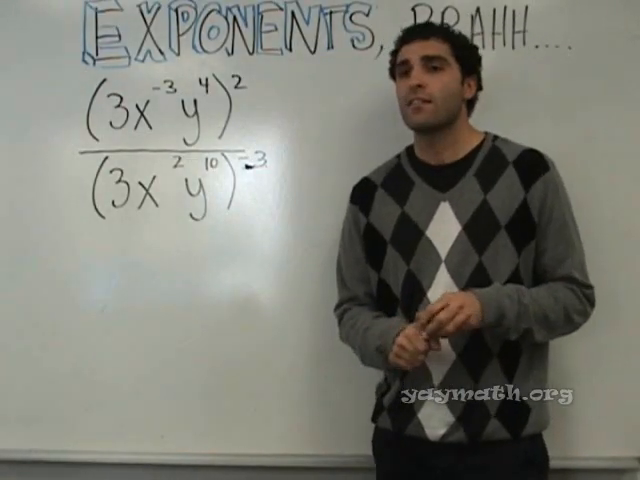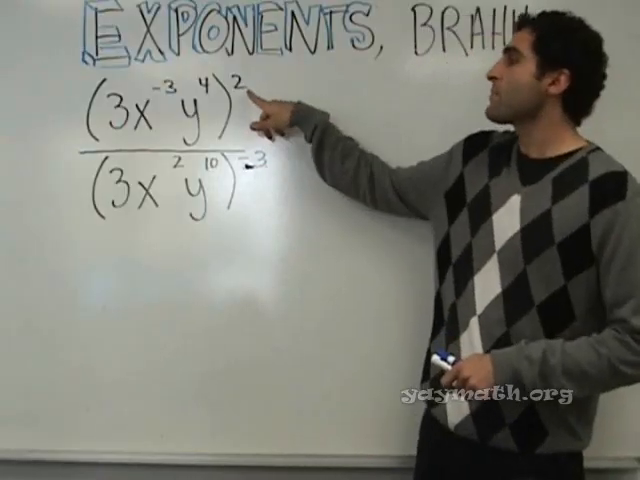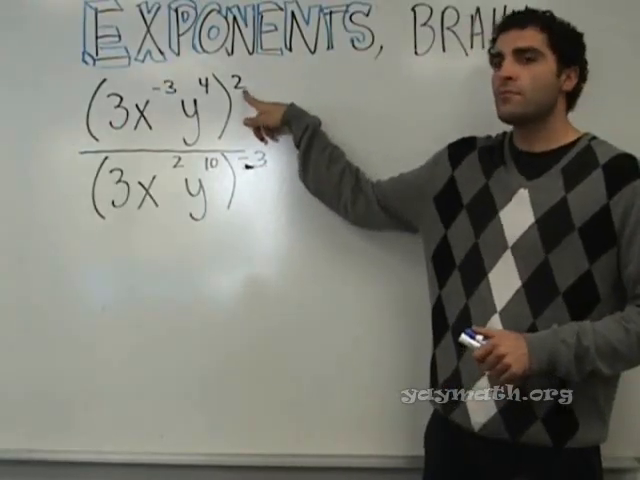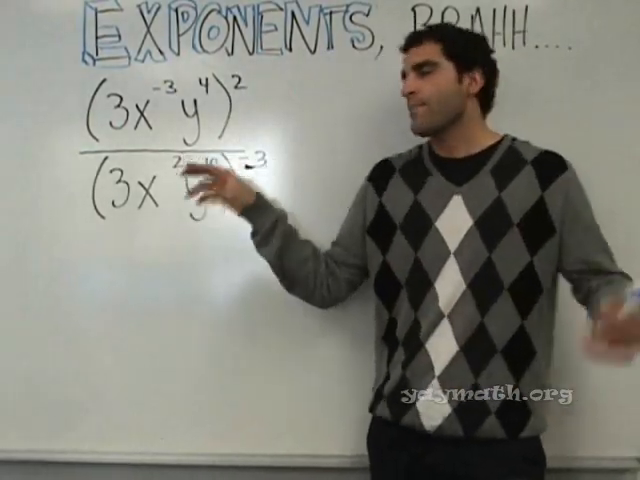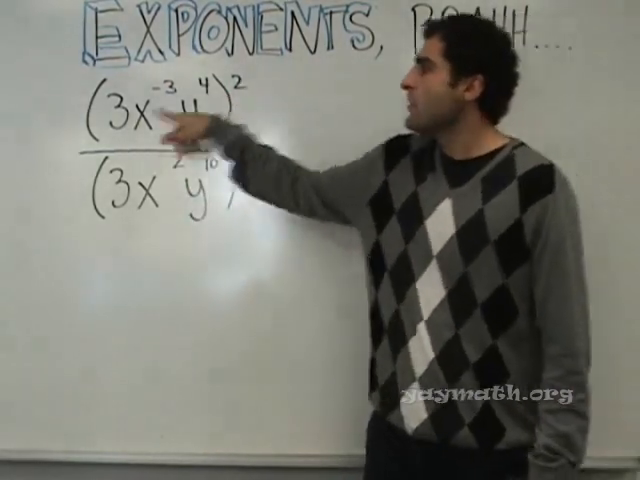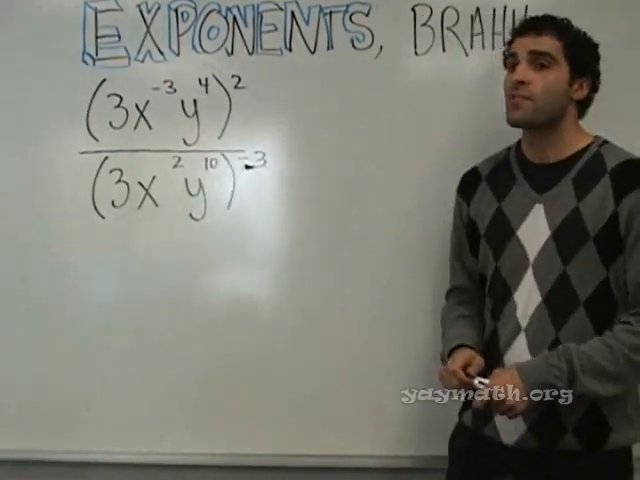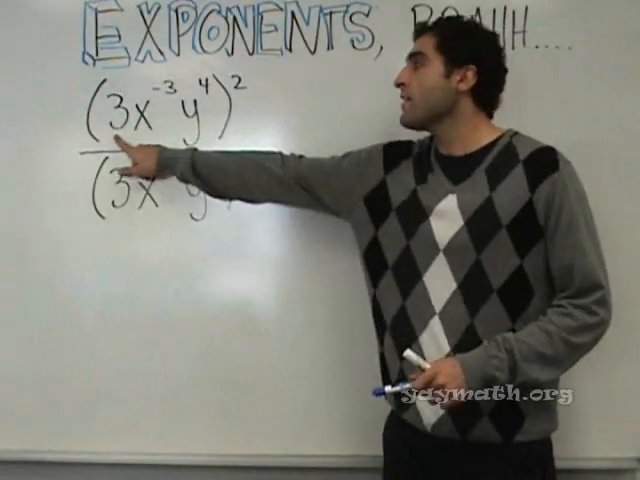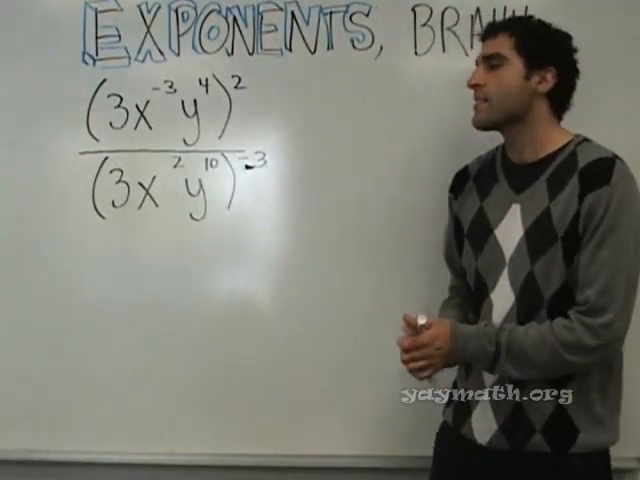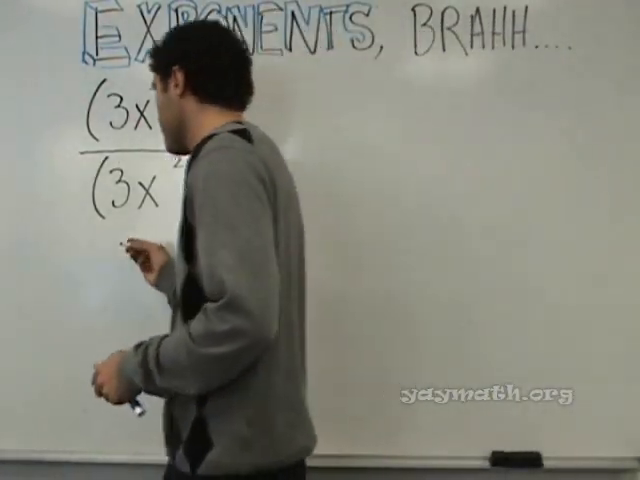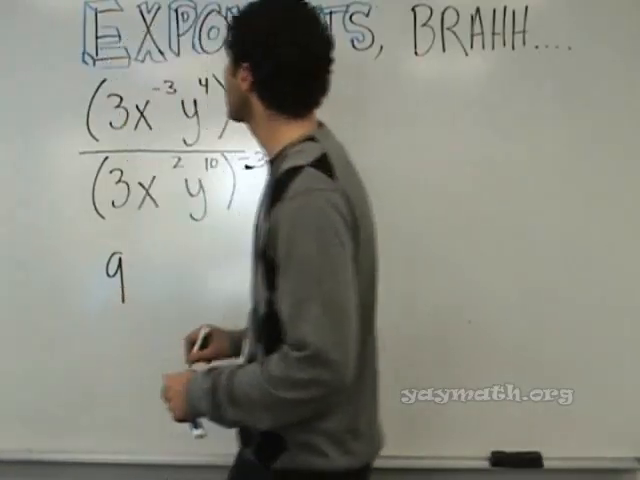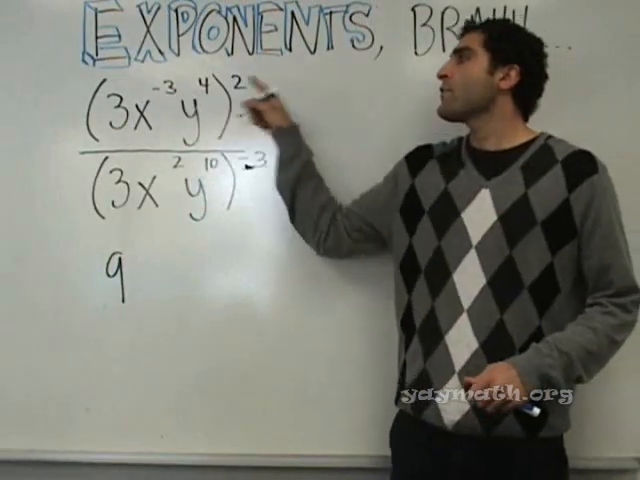First, distribute. There's multiple ways to do this. This is one way. Let's take this 2 and apply it to each of the 3 terms. So 3 squared is 9. Then x to the negative 3 to the 2.